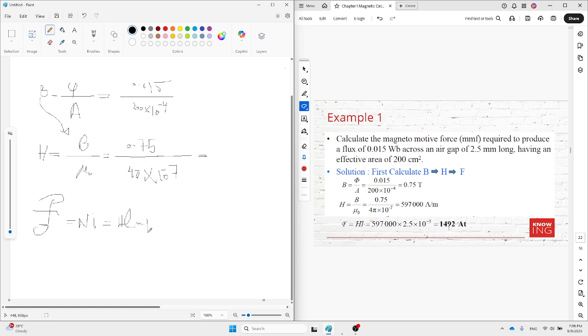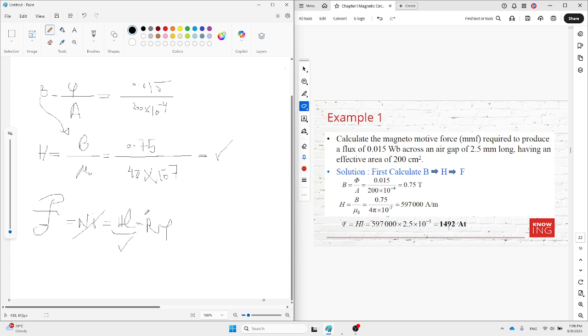And finally, MMF, which is NI, or HL, or R phi. Which one do we have? Do we know N? We don't know N, so we cannot use this one. We don't know I, so this one is removed. H, yes, I know H. Do we know L? Yes, L is given as 2.5 millimeter, which again has to be converted to meters. So this one can be used.